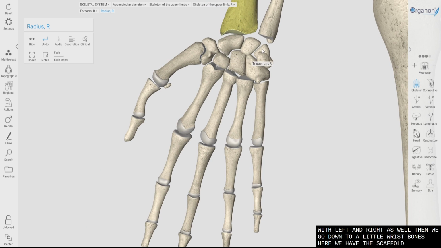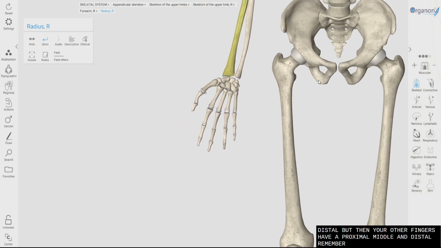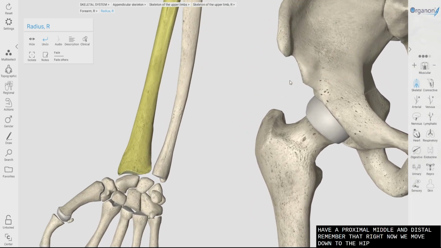We have the scaphoid, the lunate, the triquetrium, the pisiform, the hamate, the capitate, the trapezoid, and the trapezium. And then here is your little thumb. Here are little sesamoid bones in your thumb. So these, again, are your carpals. These are your metacarpals. And then these are your phalanges. So your thumb only has a proximal and a distal, but then your other fingers have proximal, middle, and distal. Remember that.